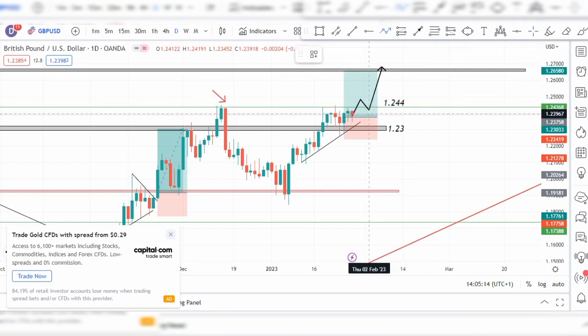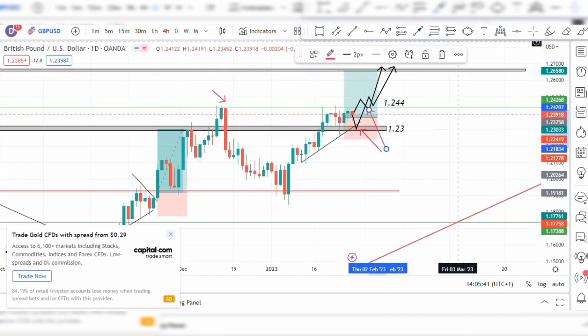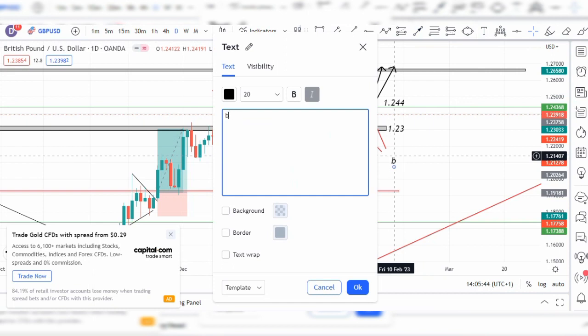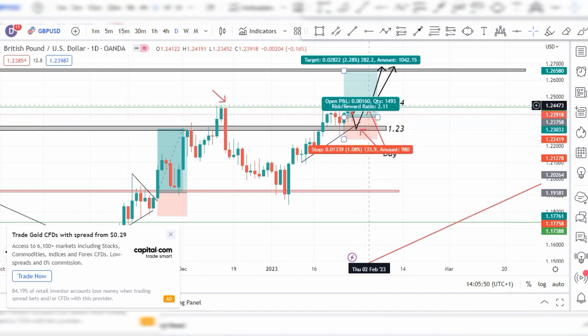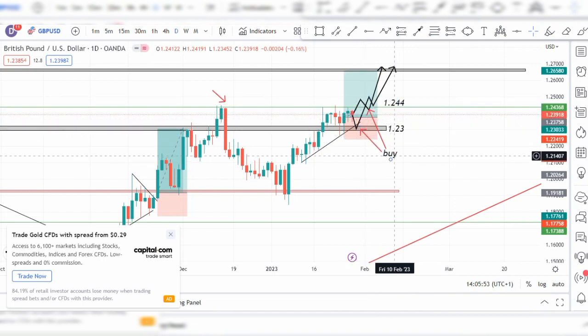The other possibility would be price coming back down into support area here, 1.23 area, and then continue to the upside, probably breaking through the zone again, and then continuing its up move. Okay, so these are the two opportunities that we'll be looking for in GBPUSD, looking at the two buy zones there. Once price gets into these two areas, then we'll be looking to buy. All right, and hopefully that plays out.